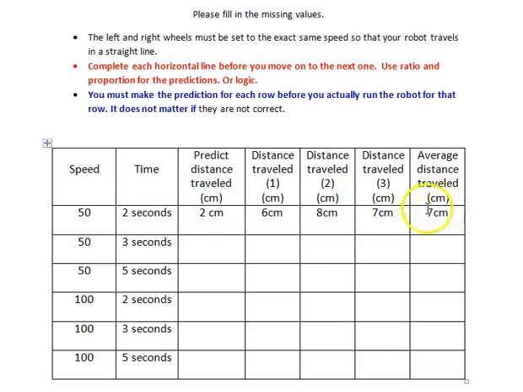We're going to say, if it traveled 7 centimeters in 2 seconds, how far is it going to travel in 1 second? So 7 divided by 2 is 3.5. So if it travels 3.5 centimeters in 1 second, then in 3 seconds, it's going to travel 3.5 times 3, because we're going to run it for 3 seconds. Of course 3.5 times 3 is 10.5. So your answer is going to be 10.5 centimeters. You don't need to show the arithmetic.